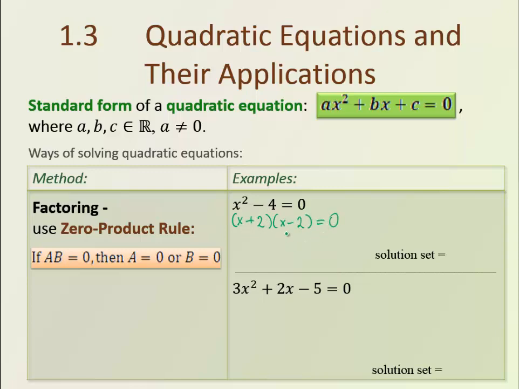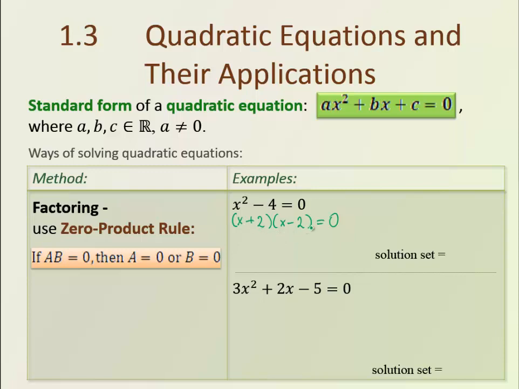And then we're going to use the zero product property, zero product rule. Let's recall what the zero product rule is. Well, if you have two quantities and you multiply them and the product is 0, then either the first quantity is 0 or the second quantity is 0.